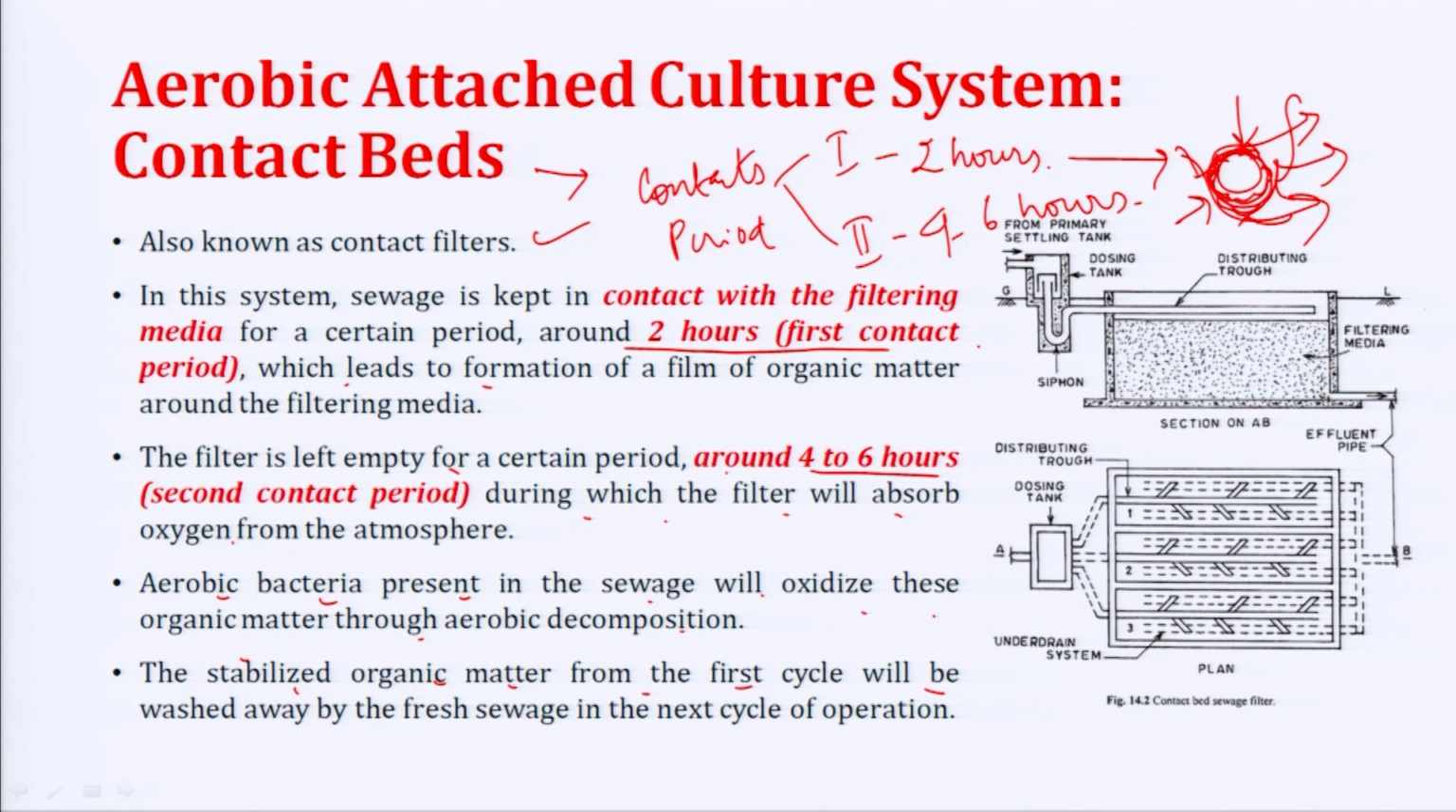So, what is happening here? From the primary sedimentation tank, you have water here, and then the filtering media, where the water is kept. The influent comes in, and the effluent from the primary treatment is going to come out here. These are contact beds.